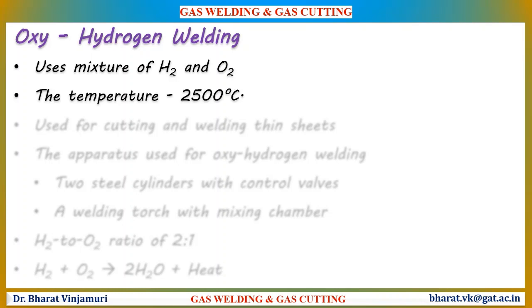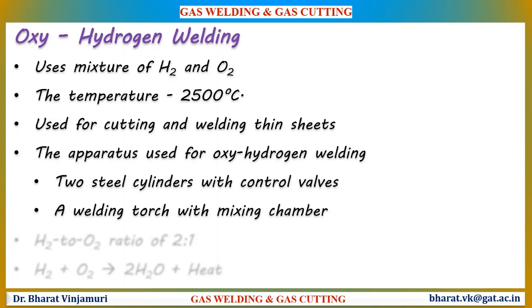The temperature of the flame will be around 2500 degrees Celsius. The temperature of the flame can be varied by varying the oxygen supply. The flame thus obtained was used for cutting and welding thin sheets and low melting point alloys like aluminum, magnesium, lead, etc. The apparatus required for Oxy Hydrogen Welding is similar to Oxy-Acetylene welding and consists of primarily two steel cylinders for oxygen and hydrogen along with a welding torch with a mixing chamber.